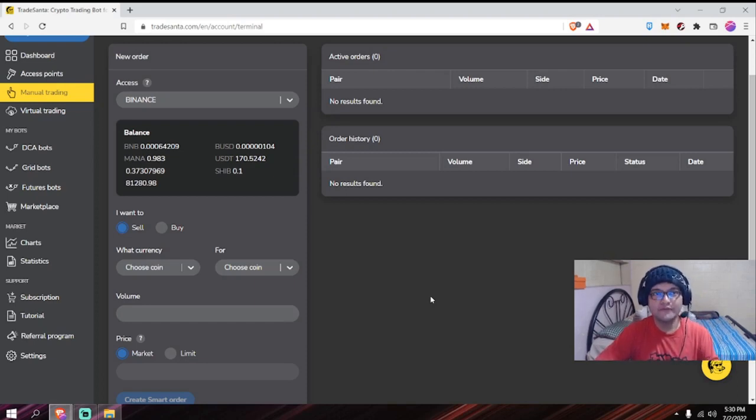I would rather not use this. I would rather go for trading directly from the exchange, because you have lots of options to choose from. Lots of options. It's way more advanced than this. So manual trading is a no-no in this type of platform.